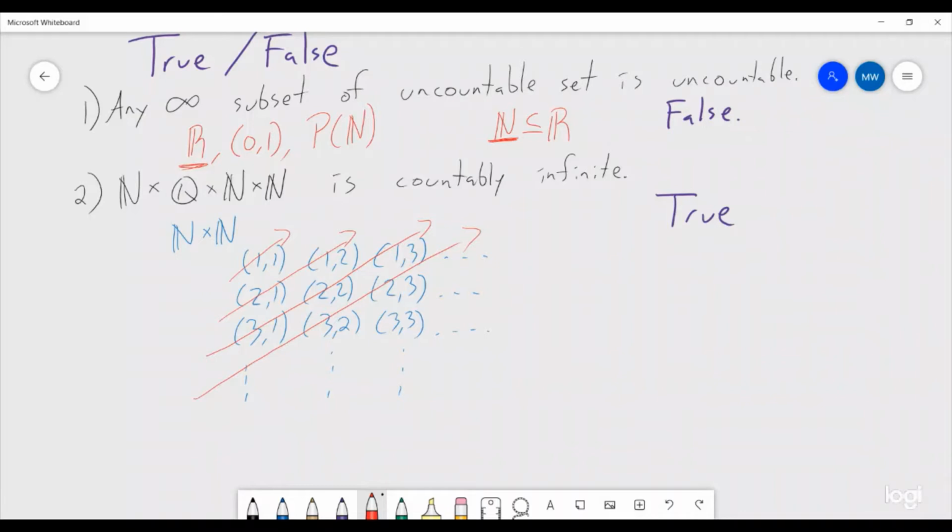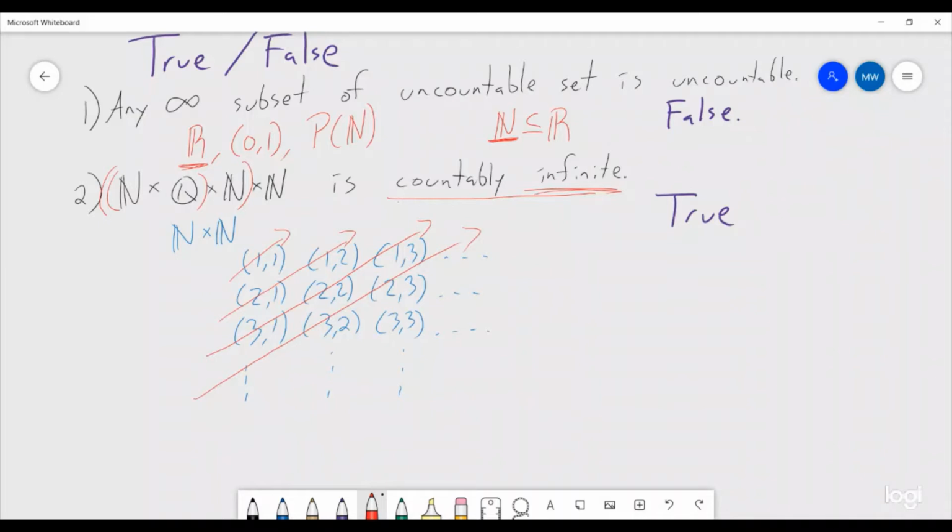So if we take two countable sets and take their cross product, that is also going to be countably infinite. So we can say, well, N cross N, that's countable. Cross another countable set, that's still countable. Cross another countable set, that's still countable. So it's always going to be countable, and since it's infinite, it's going to be countably infinite. So that's why this one is true.